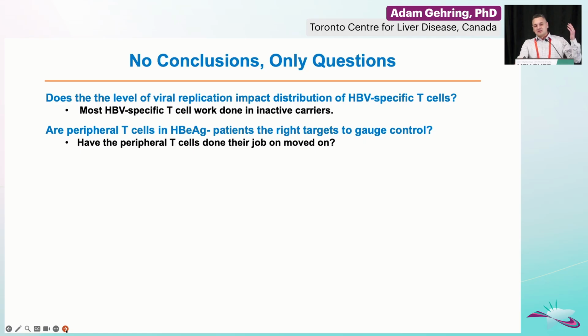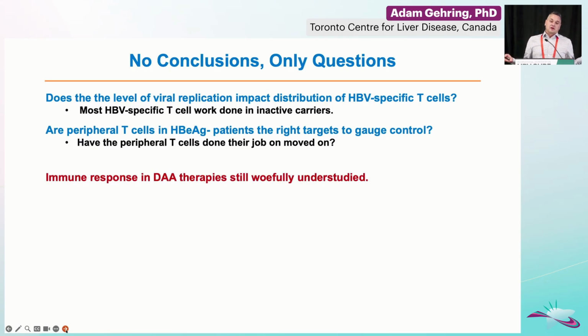So, this question: does the level of viral replication impact the distribution of HBV-specific T cells? What we know is that most of the work with tetramers and everything has been done in the inactive E-negative carriers, because this is where the T cells are detectable within the peripheral blood. And then, are these peripheral T cells in E-negative patients the right ones to actually gauge control? If they've left the liver, they've done their job. They may not be the ones we actually want to look at to understand what is eliminating the infected hepatocytes.